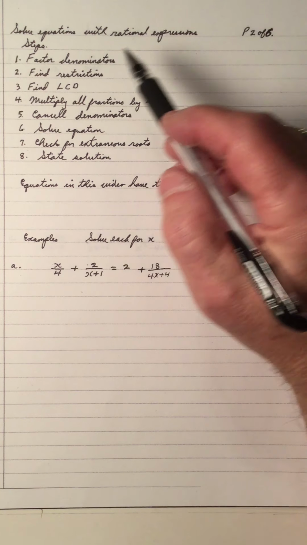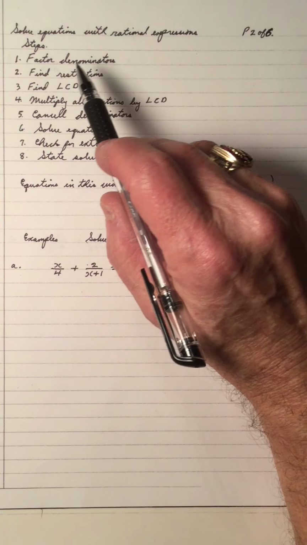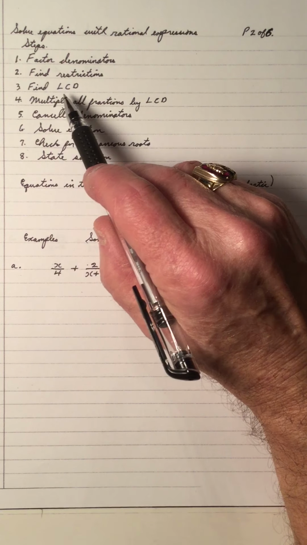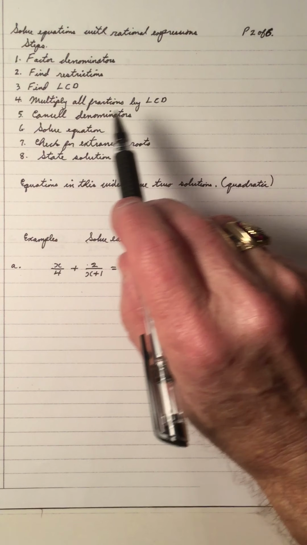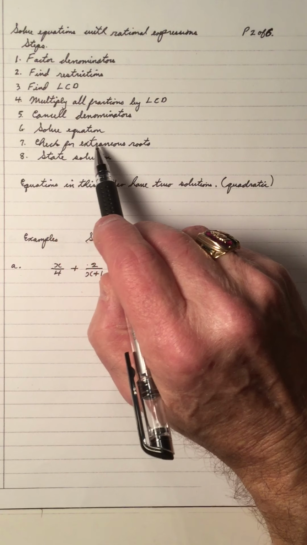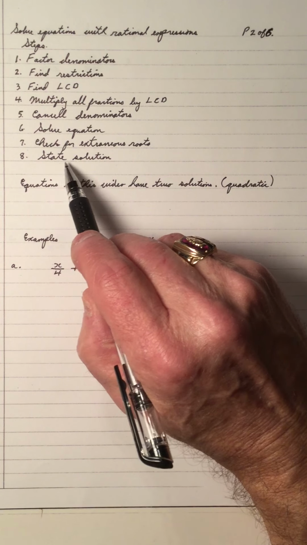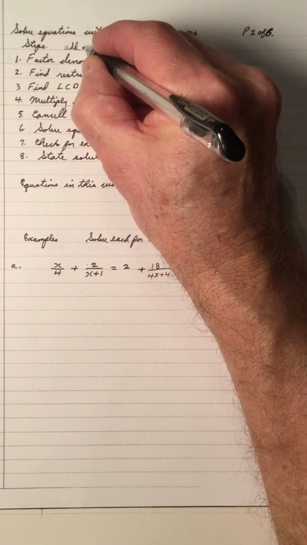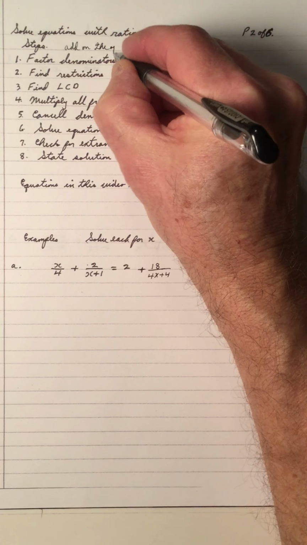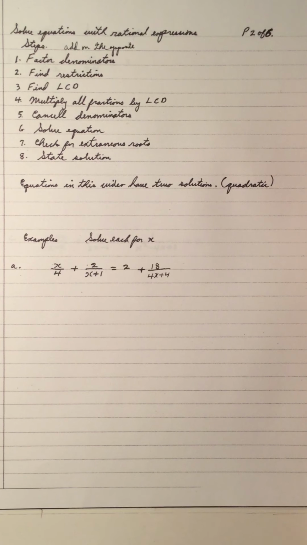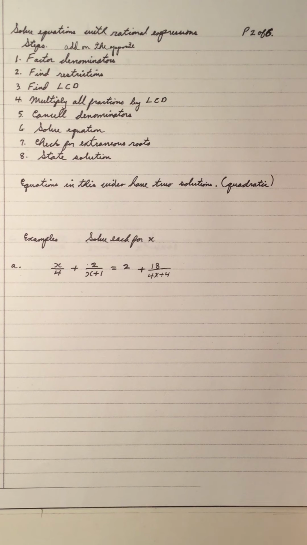So let's go through the rules. Solve equations with rational expressions. We're going to factor the denominator, find the restrictions, find the LCD, multiply all fractions by the LCD, cancel the denominators, solve the equation, check for extraneous roots, and state the solution. We also might add on the opposite when you're subtracting. I try to remember to eliminate the subtraction sign.